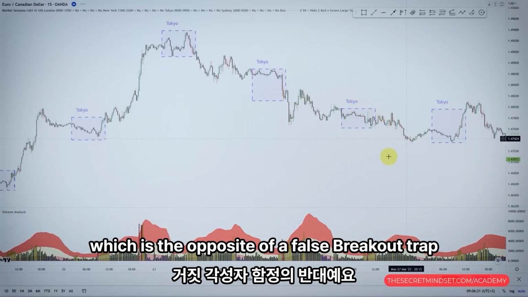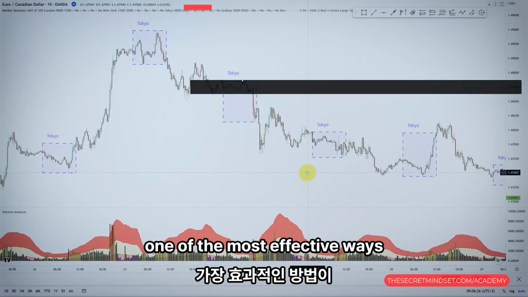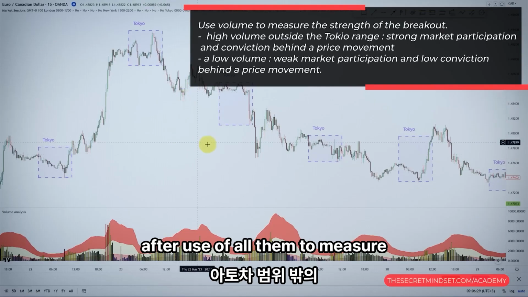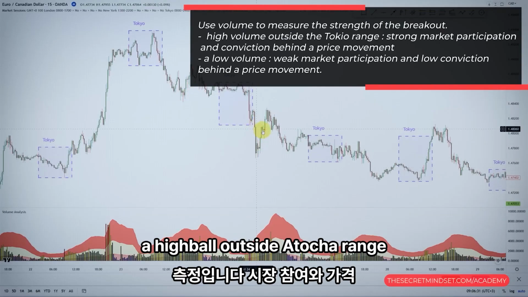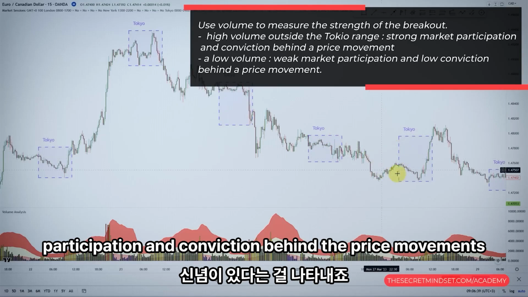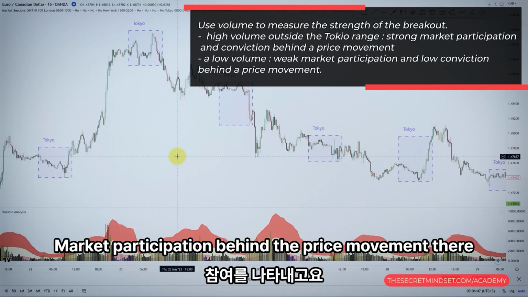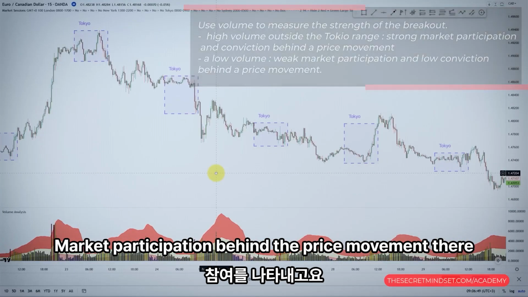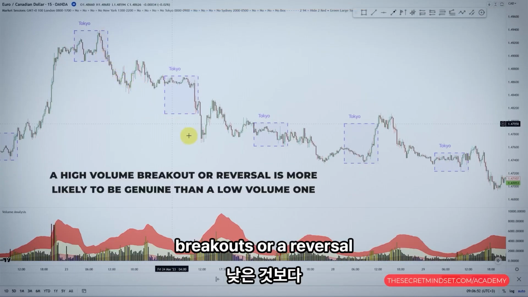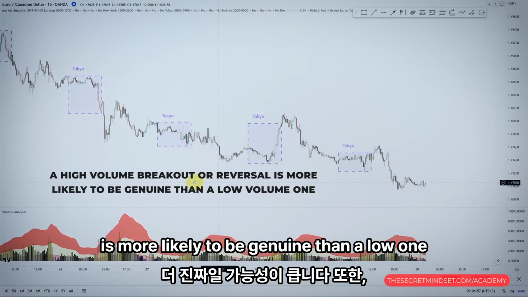So how to avoid falling into the Tokyo range trap and even make some money? One of the most effective ways is to use volume to measure the strength of the breakout. A high volume outside the Tokyo range indicates that there is a strong market participation and conviction behind the price movement, while a low volume indicates that there is a weak market participation and low conviction behind the price movement. Therefore, a high volume breakout or a reversal is more likely to be genuine than a low volume one.